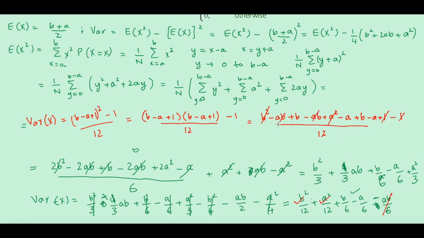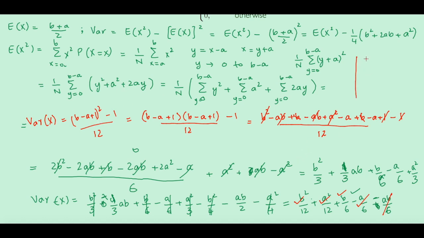Now b over 12 and b over 12, so b over 6 we get. And minus a over 12 and minus a over 12, so minus a over 6 also we get. So this is our variance. You can write it this way or you can write it this way.